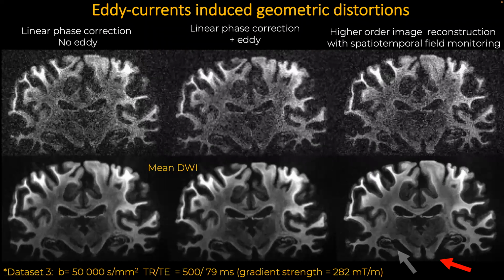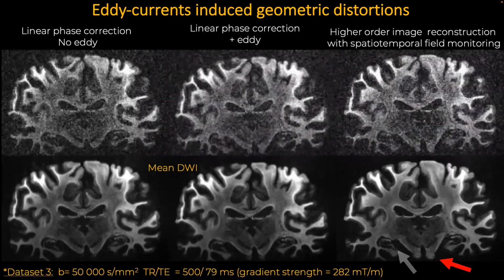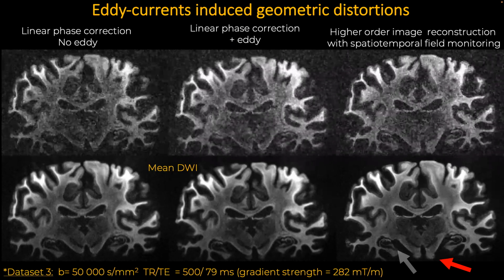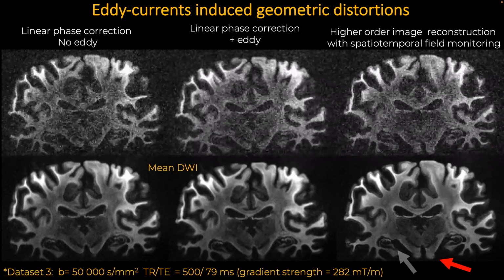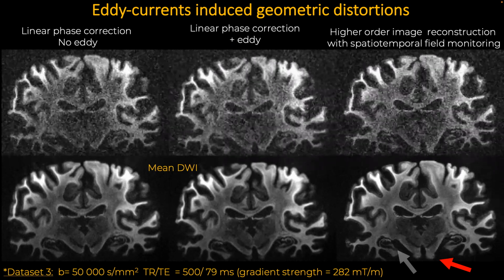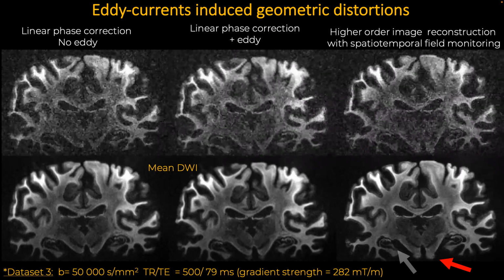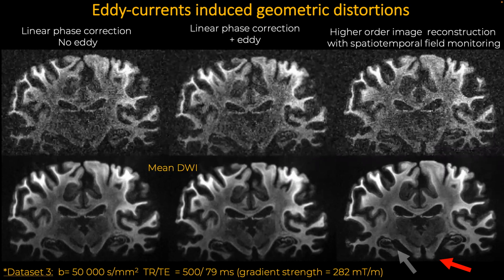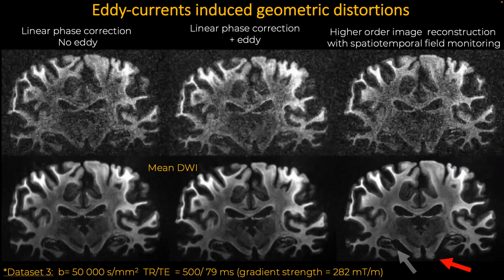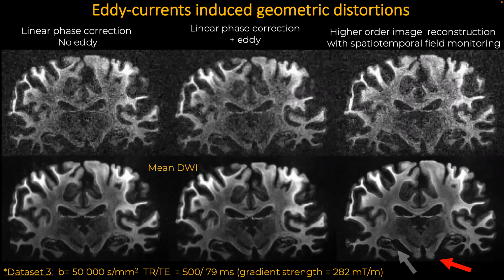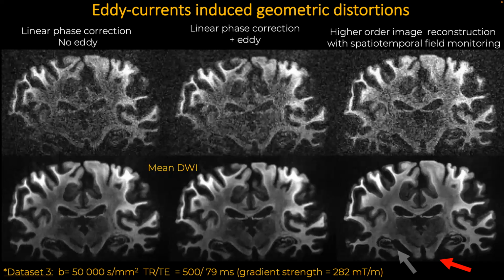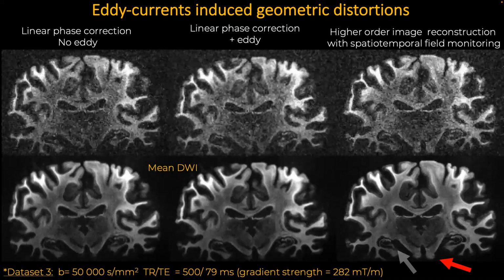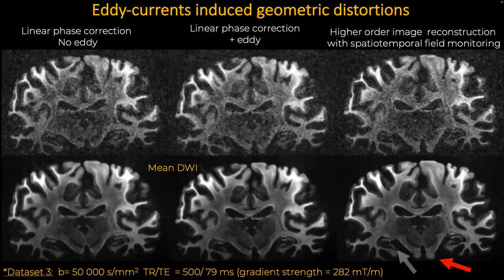Another benefit that I would like to address, that I mentioned in the title of this talk, is the fact that we can achieve distortion-free images. Of course, we know that there are very popular techniques like eddy from the FSL tool that can correct for eddy current distortions by doing a registration. Nevertheless, this registration is not always perfect, especially if we go to super high b-values like 50,000.